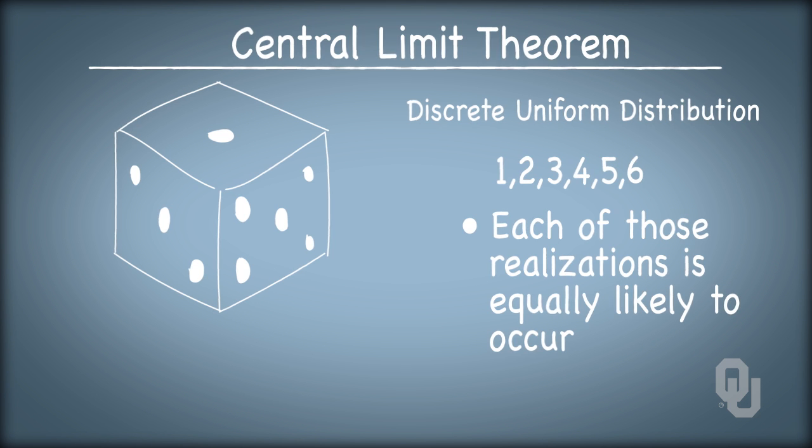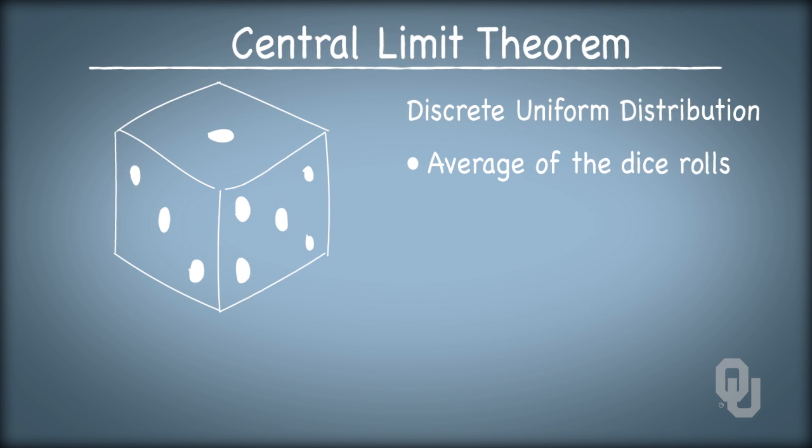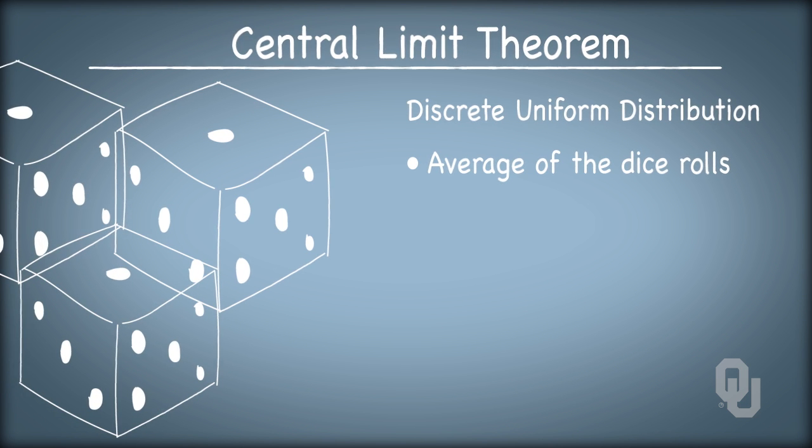And remember, we're taking the average of the dice rolls. If we roll one die, the average is just one value. If we roll 3 dice, a sample size of 3, we average the 3 integers that come up, and so on. Let's jump to Excel to see what happens.